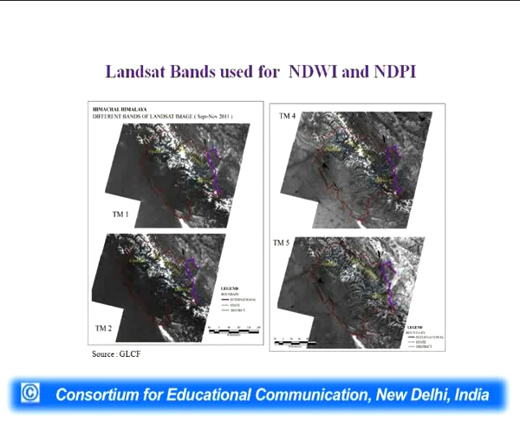So, these are the Landsat bands used for NDWI and NDPI, and TM1, TM2, TM4 and TM5 have been shown here. All the images, all the path and row slices have been stacked and mosaicked, and then from that mosaic the Himachal Himalaya has been subsetted, and these bands have been used for further analysis.